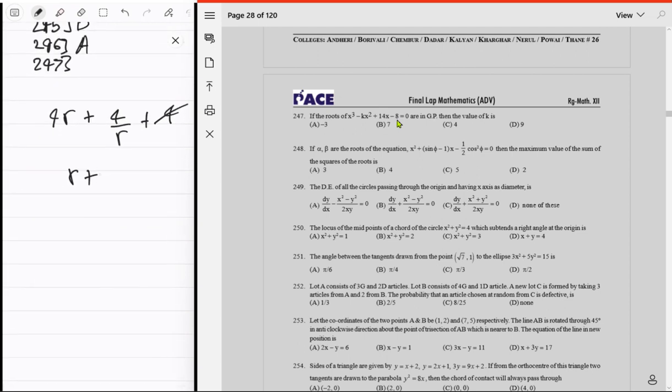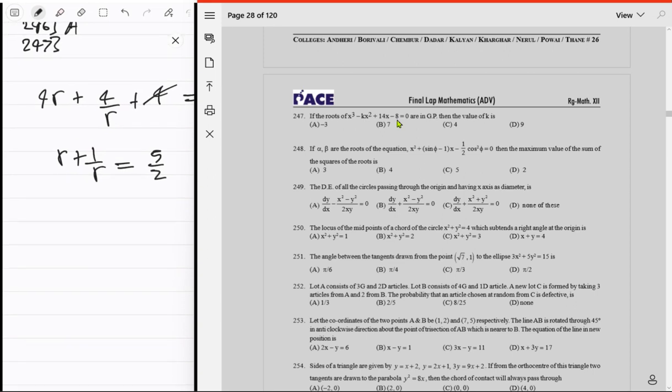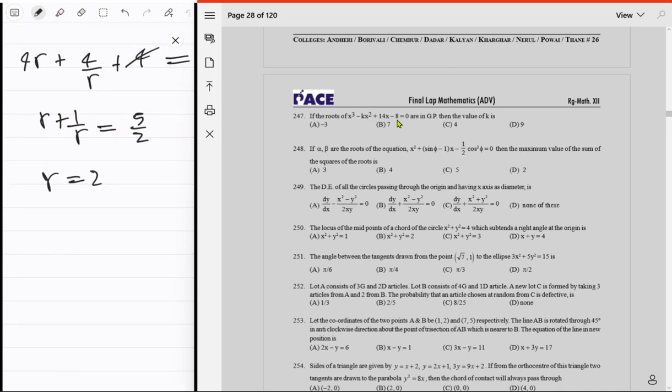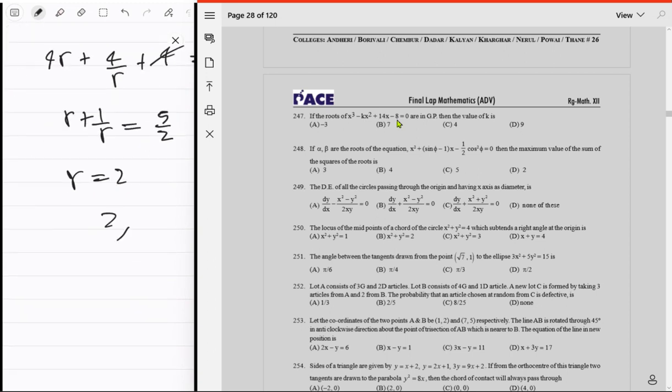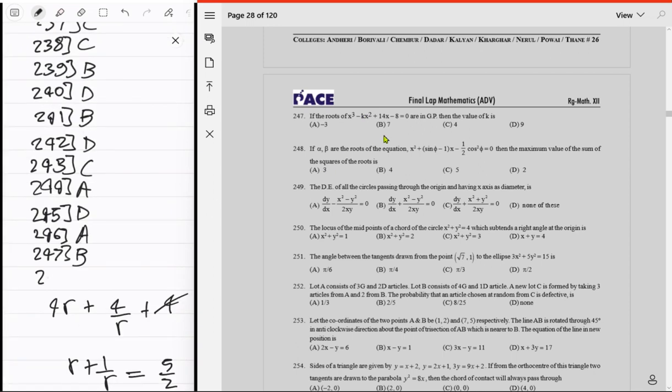So just R plus 1 upon R is equal to 5 upon 2, right? Yeah. So just guess, R equal to 2 of course. What else could it be? So what does that mean? Or like 1 upon 2, the big solution. So 2 solutions will come. Yes. So what are our roots, like 2, 4 and 1. These are our zeros. Okay. Value of K is the product, which is 8. So B is the answer. Next question. This is easy, 248.